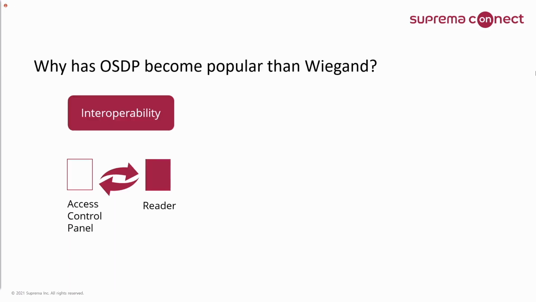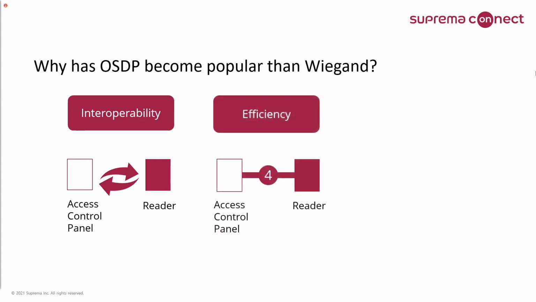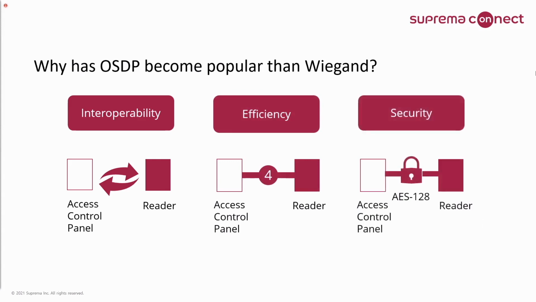Now, are you aware of why OSDP became more popular than Wiegand? OSDP has become more popular than Wiegand due to 3 features. First, two-way communication of OSDP, second is efficiency due to less cabling than Wiegand, and third is the encrypted communication method.